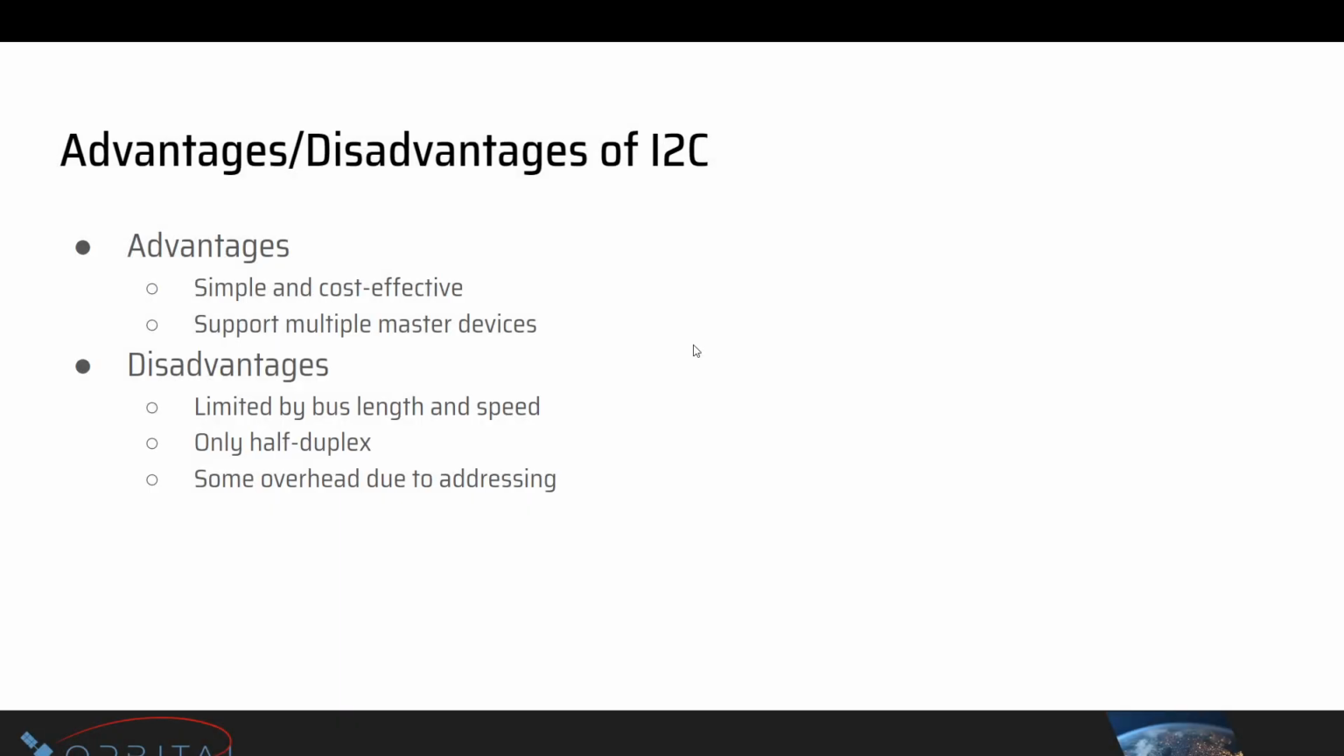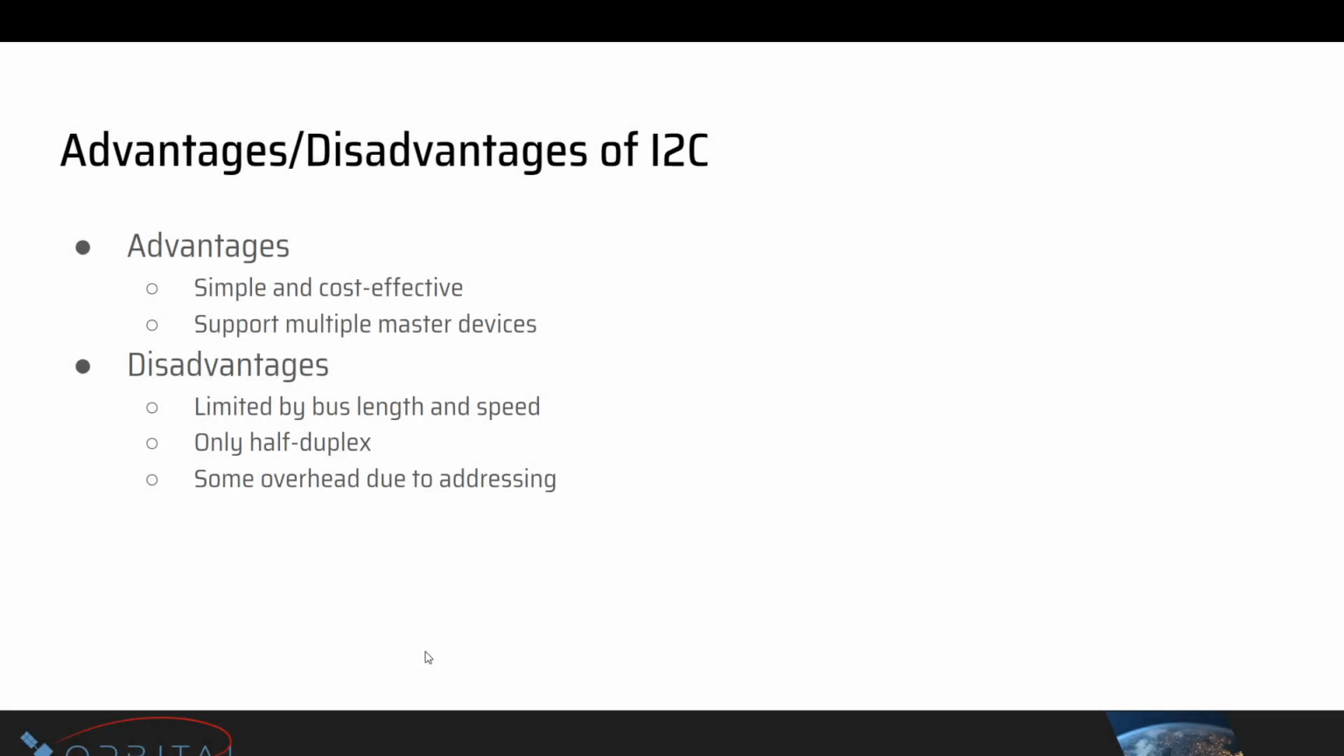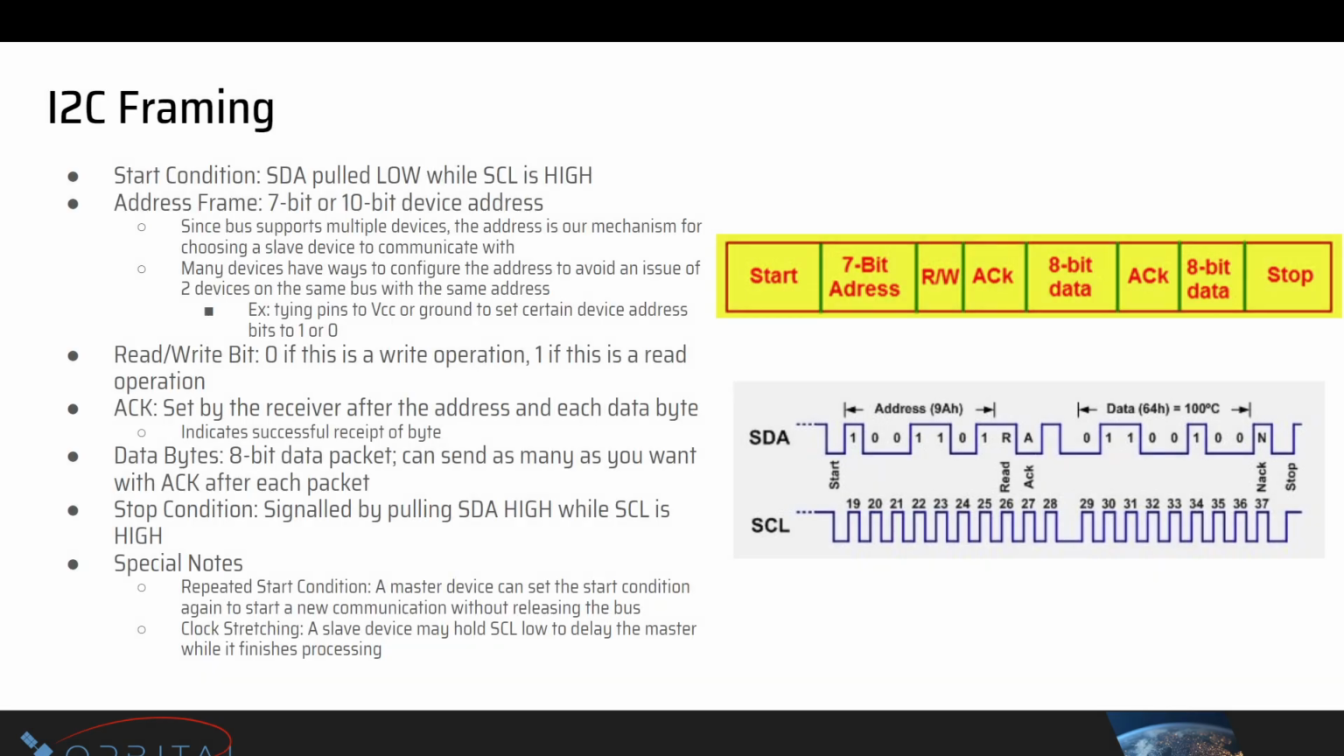Okay. And now SPI, which stands for. Sorry. Yeah. Go ahead. Except for clock stretching.